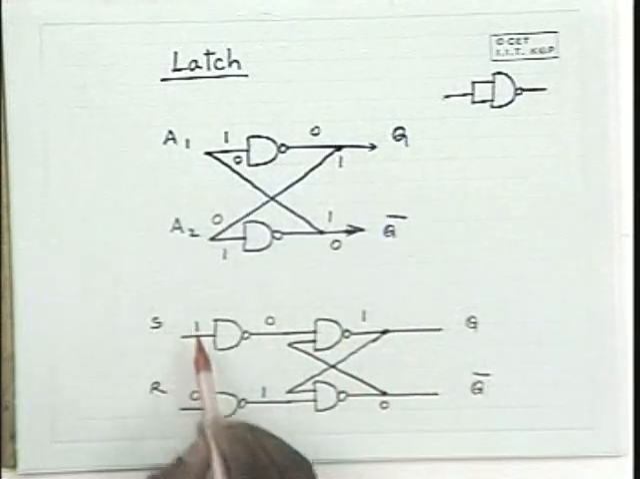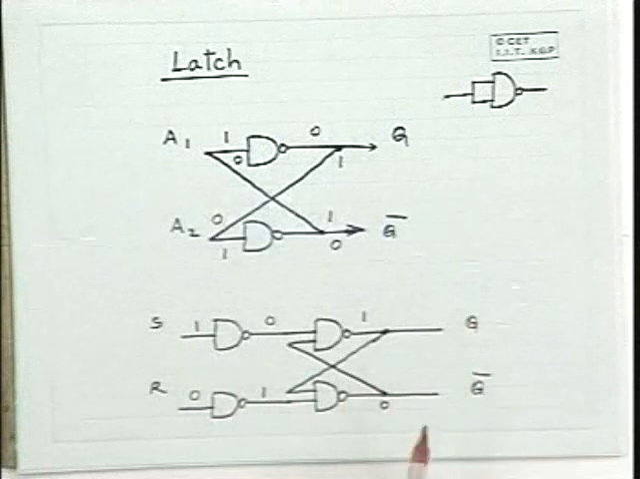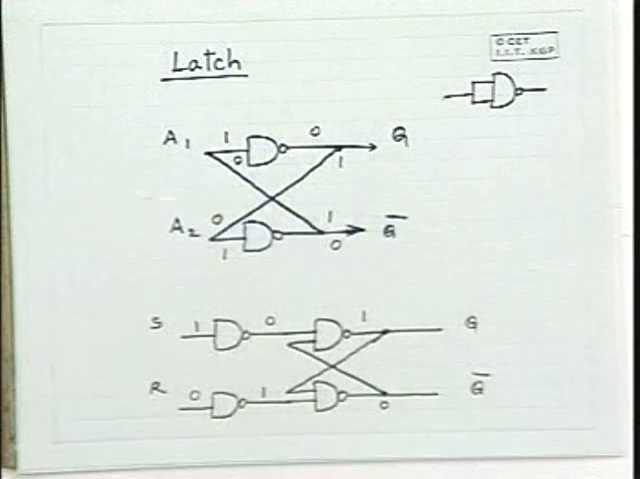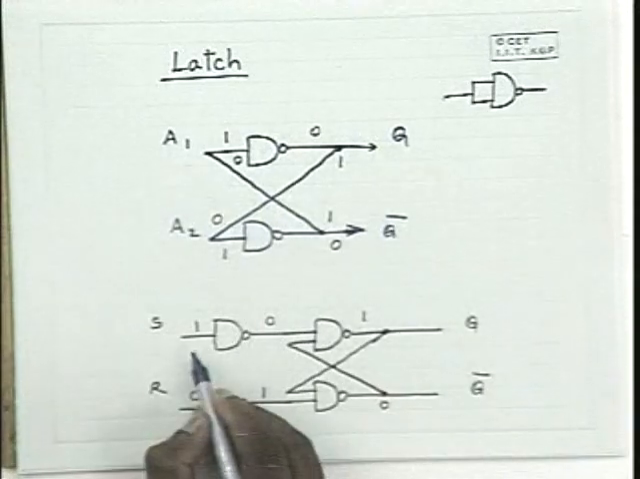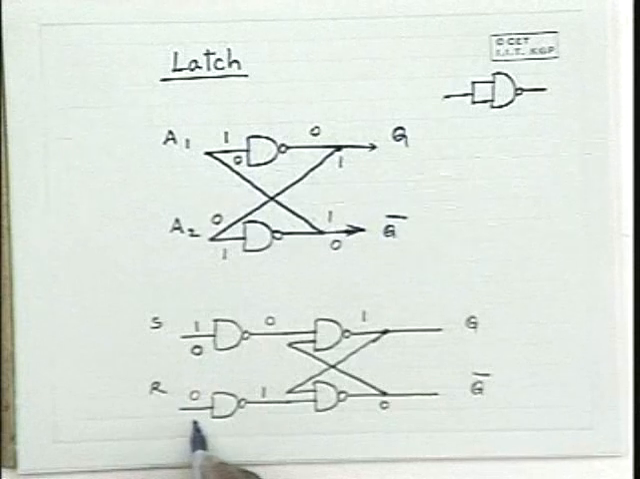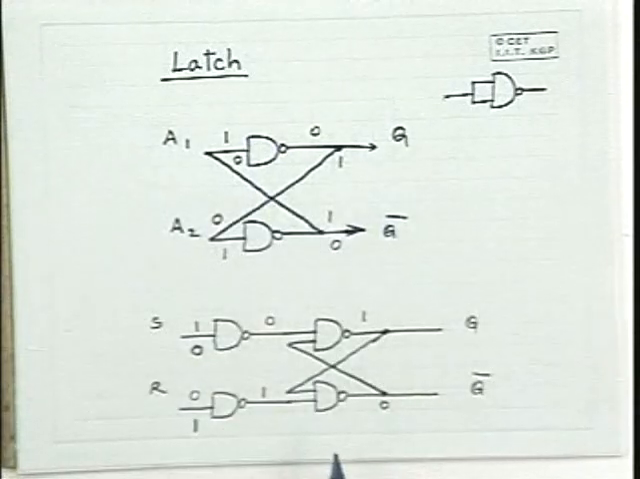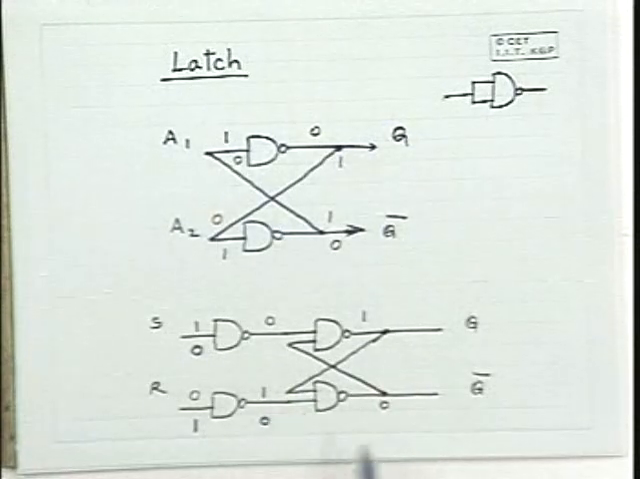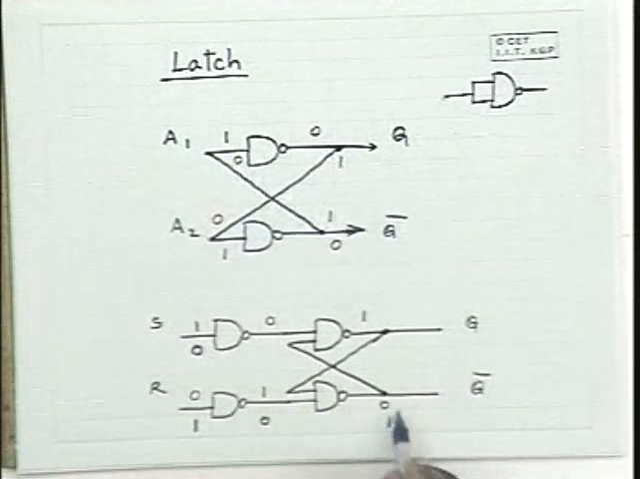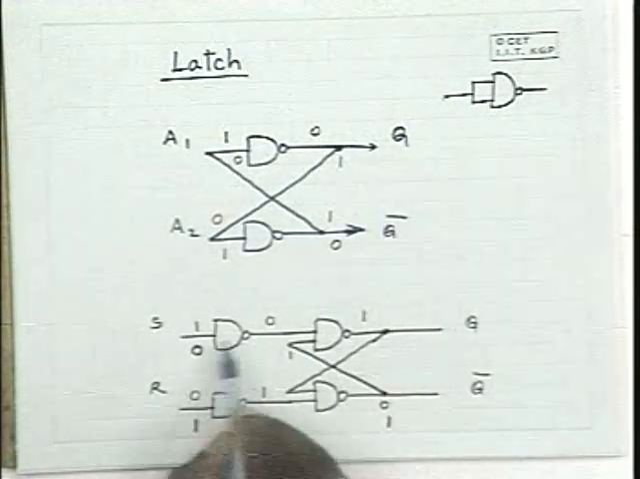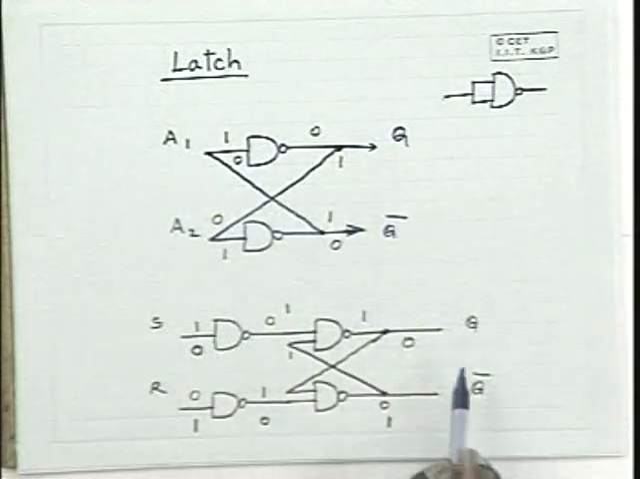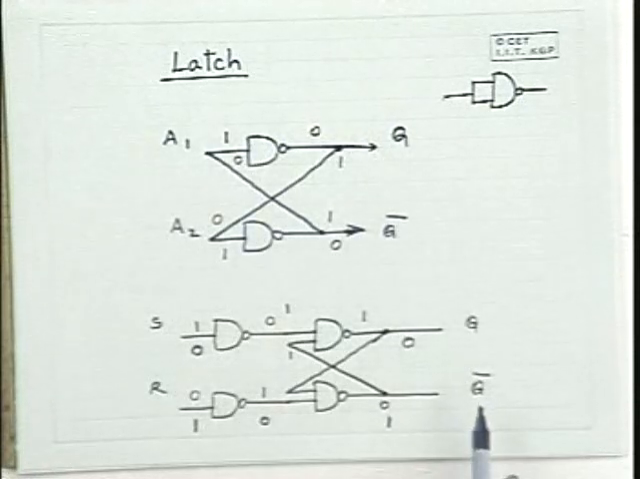The moment you make S equal to 1 and R equal to 0, Q is going to be 1 and Q bar is going to be 0. On the other hand, if this is 0 and this is 1, because of the symmetry here, this being 1, this becomes 0, and irrespective of the state of the other input, once it is 0, output will be 1. And this one would be 1, 1, so the output will be 0. So Q and Q bar will be with opposite signs.